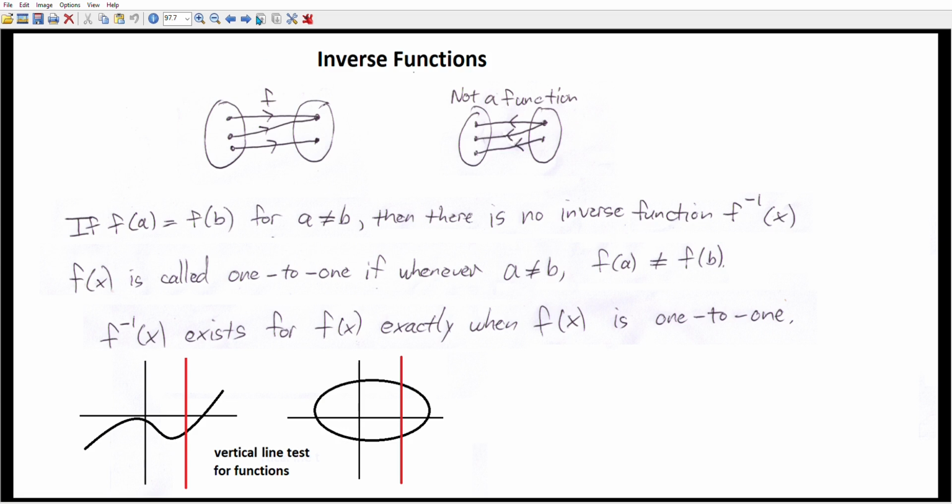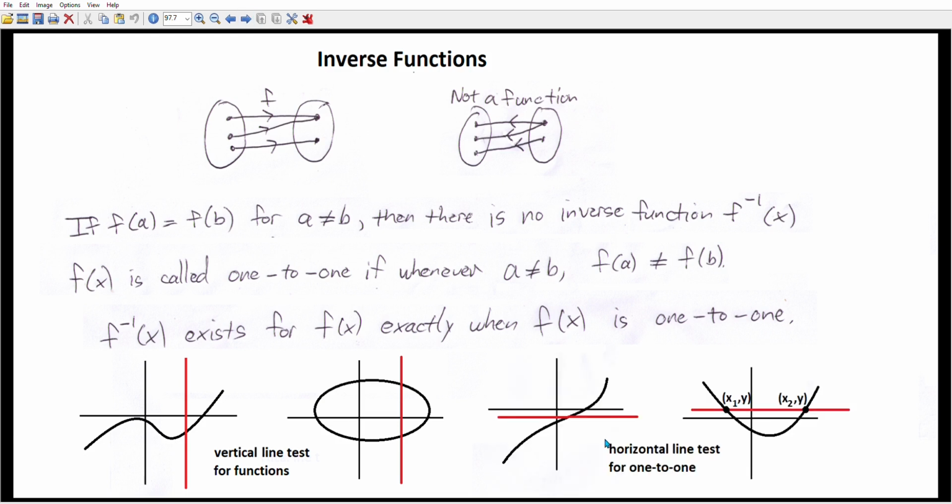For one-to-one functions, we have the horizontal line test. If a horizontal line crosses the curve at more than one point, you don't have a one-to-one function, and you can see that here. Both of these points, x1 and x2, have the same y value, not one-to-one. f of x1 is f of x2 is y.